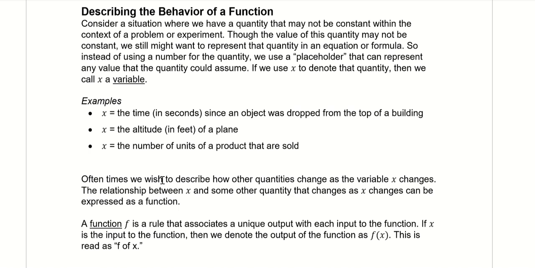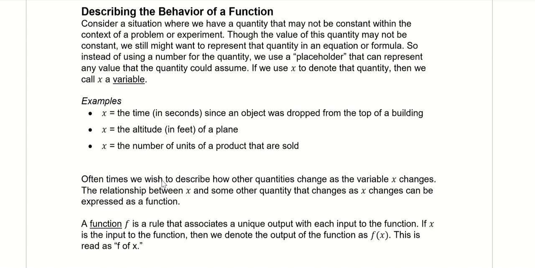calculus. So let's start by considering a situation where we have some quantity of interest that we care about, but maybe this quantity is not, for whatever reason, consistent within the problem itself. It's a value that's important to us, but maybe it's just not constant. Maybe it can change due to certain conditions about the scenario or the problem or the experiment, or there's some other reason why it differs from situation to situation. So it changes, but we still care about it. So we still want to be able to represent that quantity in an equation or in a formula.